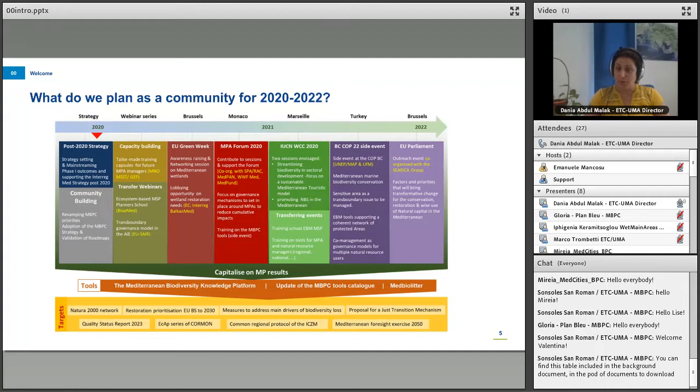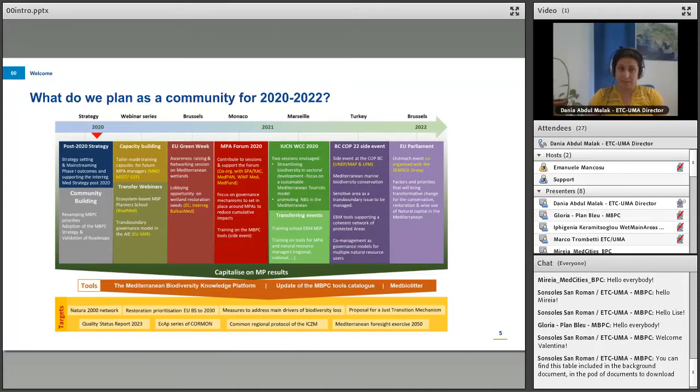And of course, we have within our advisory board, associated partners, main institutions in the Mediterranean, such as Tour du Valat, such as MedWet, with whom we will be engaging. So we will start with a meeting or a workshop around the Green Week that will finally take place between October 20 and 22 in Brussels.